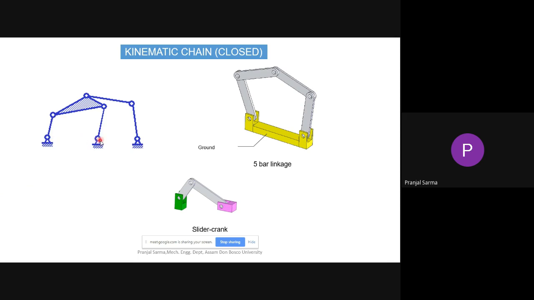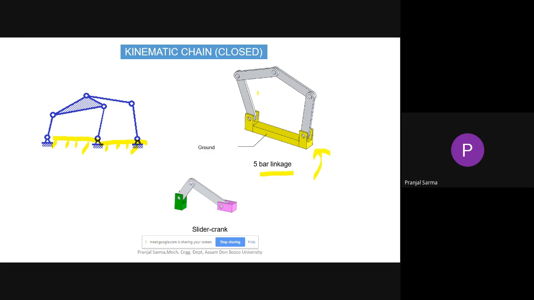So this and this if I join, and similarly this and this if I join, and if I draw like this everywhere, okay, if I draw something like this, it has the same meaning. Understood? Similar is the case there, where we are showing a five-bar linkage in this case.